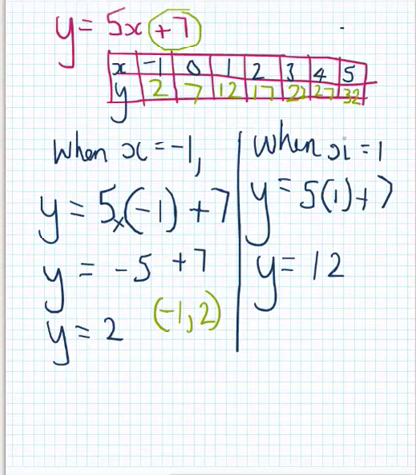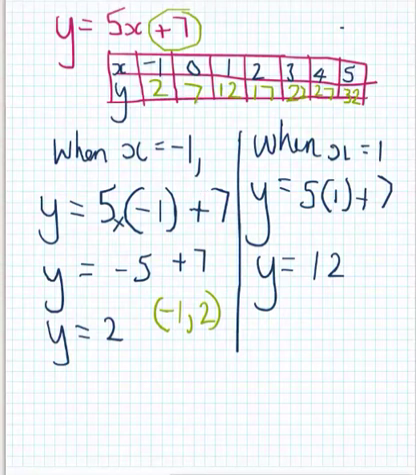Sorry that it's squishy. And just double check that I'm doing the right thing. If I sub in 5 into my equation, I will have 5 times 5, which is 25, and 25 plus 7 is 32. So I've done the right thing. And that's it. So I've done my first step, which is to fill in a table of values.